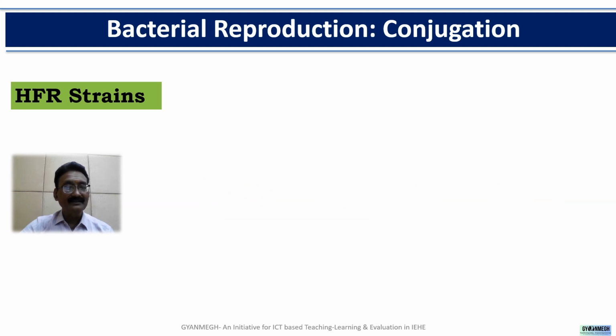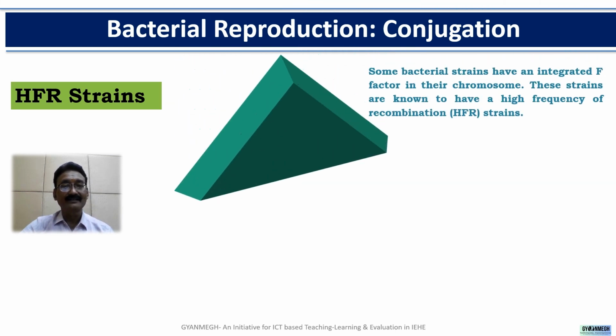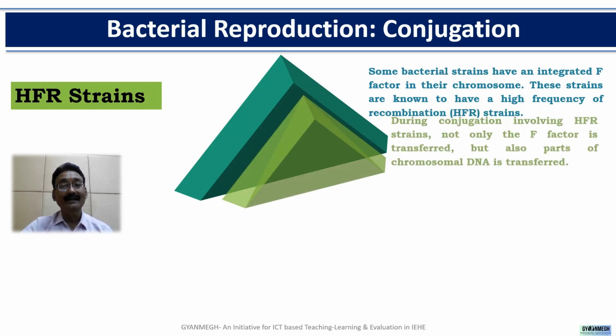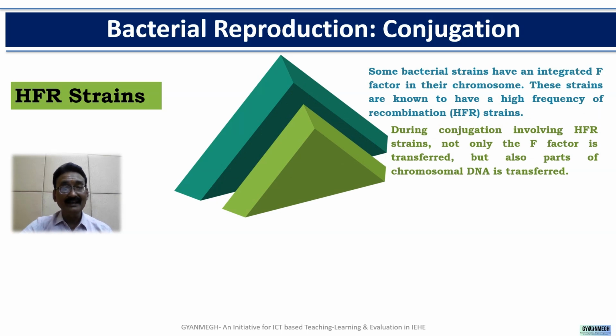Students, some of the strains are HFR strains. Some bacterial strains have an integrated F factor in their chromosome. These strains are known to be high frequency recombination strains, and are called HFR strains. During conjugation involving HFR strains, not only the F factor is transferred, but also parts of the chromosomal DNA.